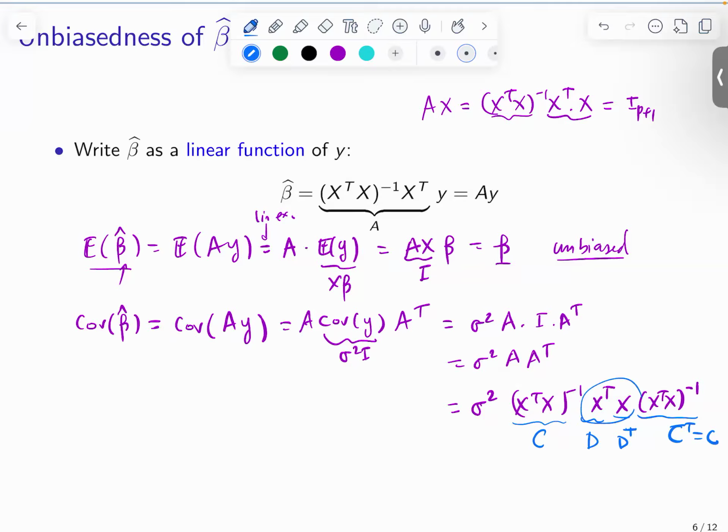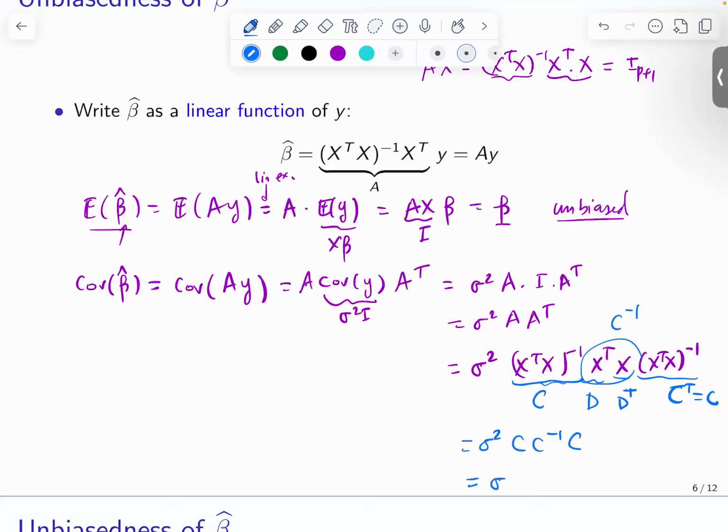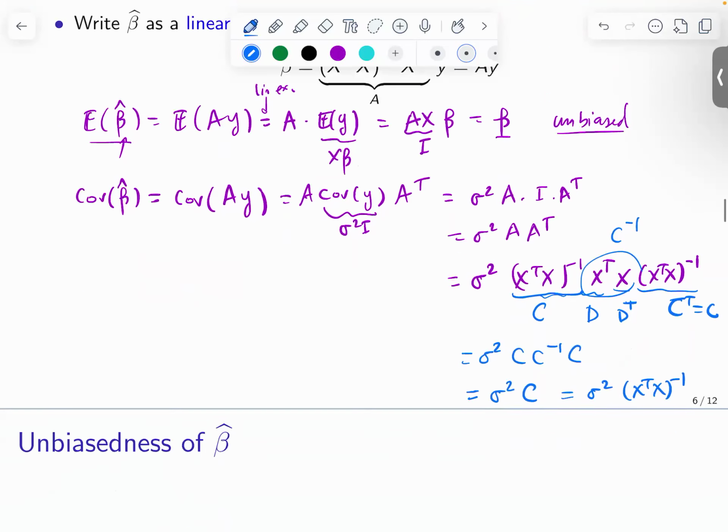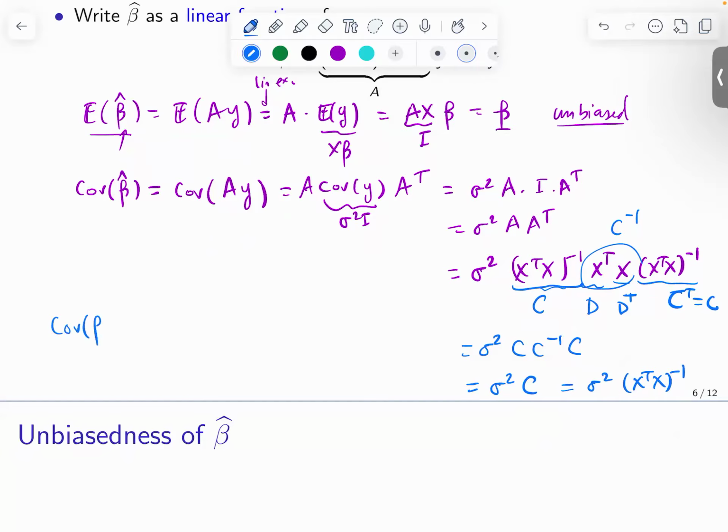And this happens to be also C inverse. You look at it, if that first term is C, then the middle guy is C inverse. So what I get is C squared C inverse C, which is equal to sigma squared C. And it's just sigma squared times X transpose X inverse because that was C. Okay, so once the dust settles, you get sigma squared X transpose X inverse.